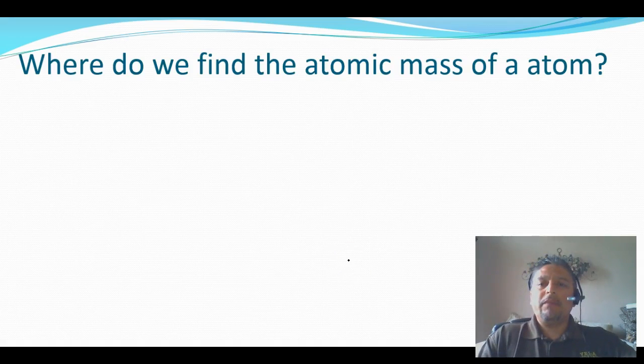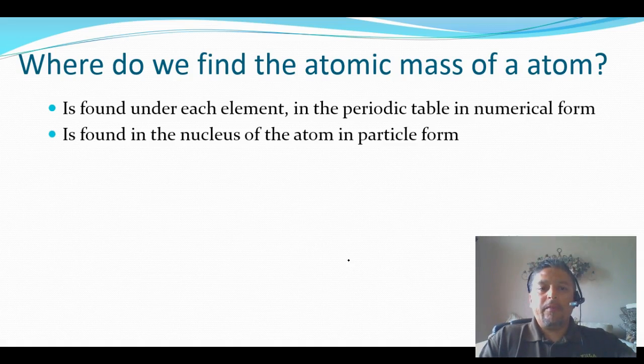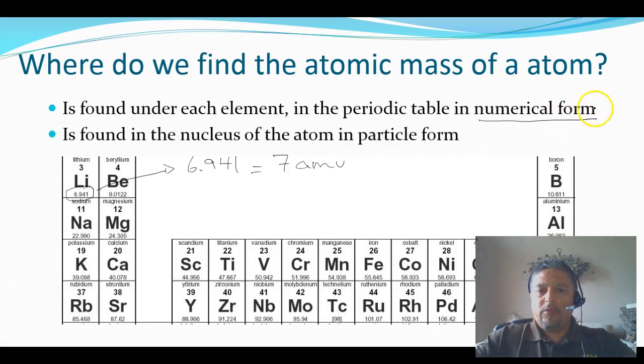Where do we find the atomic mass of an atom? We find it in several places. It's found under each element in the periodic table, in numerical form. It's also found in the nucleus of the atom in particle form. As you can see in this example, the bottom number here is 6.941. If we round it up to the nearest whole number, that is going to count for 7. And that is the atomic mass in numerical form, which is the way we find it for an element in the periodic table.